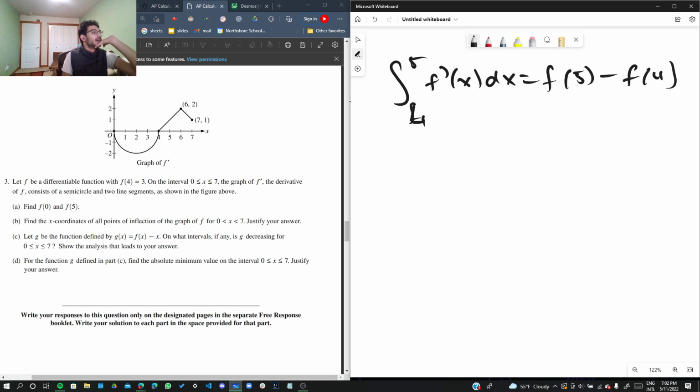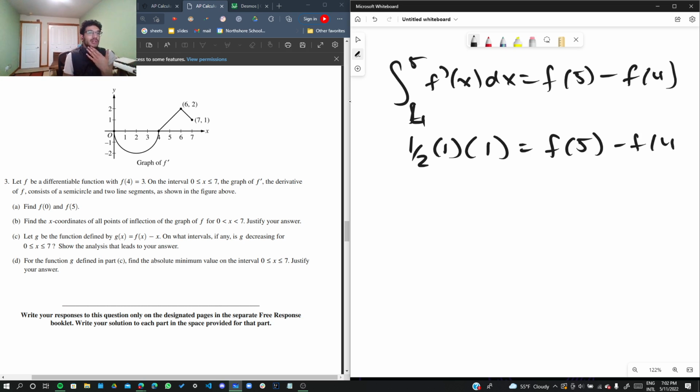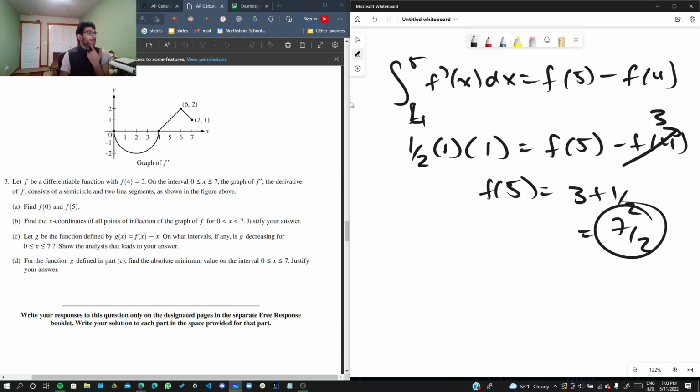So the area from 4 to 5 is half times 1 times 1. That's just a triangle right there. Half times 1 times 1 is equal to f of 5 minus f of 4. f of 4 is 3. So f of 5, now we do addition, is just 3 plus a half, or you simplify it saying 7 halves. There you go. Now let's go to part B.